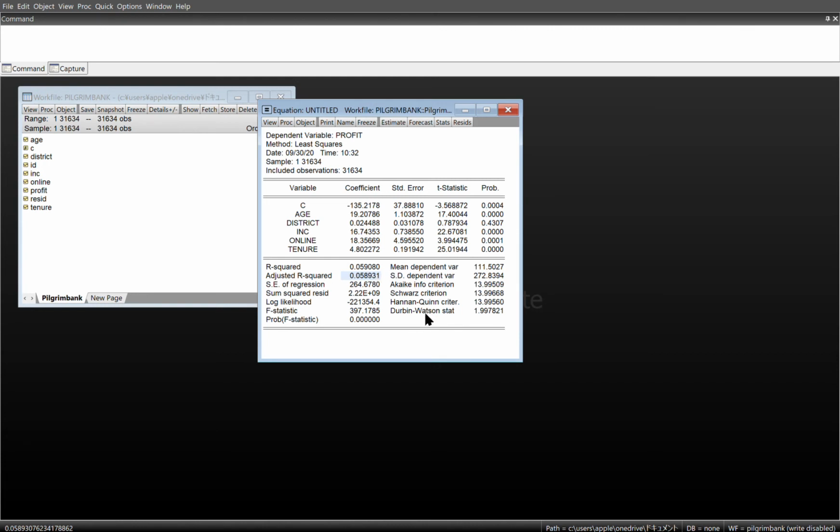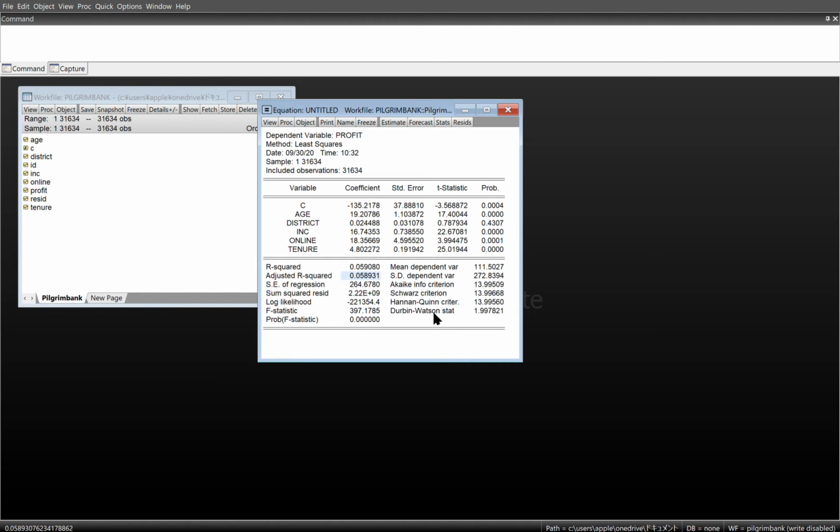Next, going on to Durbin-Watson stats. This is a statistics test for autocorrelation in the residuals. Autocorrelation is a characteristic of data which shows the degree of similarity between the values of the same variables over successive time intervals. It will always have a value of between 0 and 4.